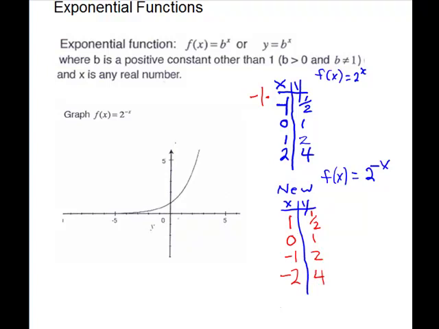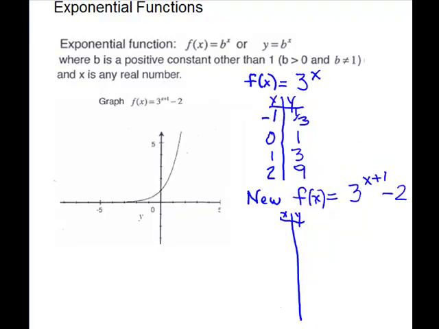So we have 1 and a half. We have 0, 1, negative 1, 2, and negative 2, 4. So you can see it has just flipped across that y-axis. We'll look at one more transformation on the 3 to the x graph.